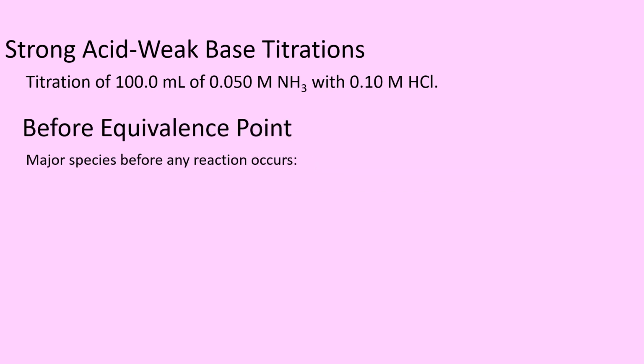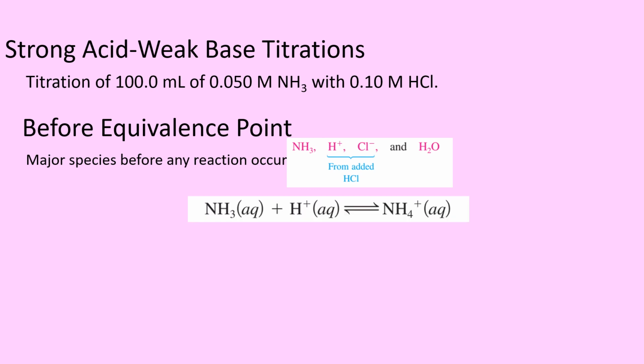Next is to calculate the pH before equivalence point. So before that, let us take into account what the major species are before any reaction takes place. Here, the major species are ammonia, and then hydrogen ions and chloride ions from the dissociation of our strong acid, which is hydrochloric acid, and water. And then we take note that ammonia will react with hydrogen ion from the added hydrochloric acid, represented by this chemical equation.